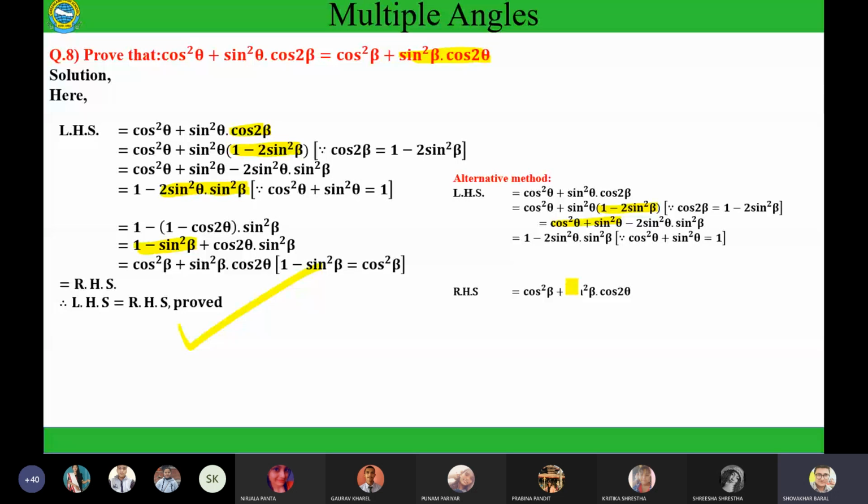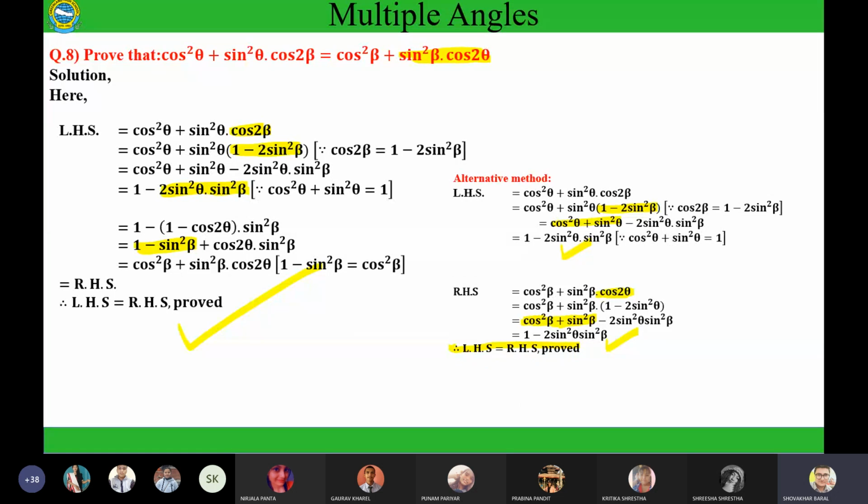So cos square beta plus sin square beta into cos theta is the right hand side. Here also we choose the multiple angle, applying the 1 minus 2 sin square theta formula. Cos square beta plus sin square beta times 1 minus 2 sin square theta. So sin became free, and sin square theta became free to join with this, released from the bond. So this is 1 minus 2 sin square theta sin square beta. See how easy it became. So we have got the same terms on both sides, left hand side and right hand side. Therefore LHS is equal to RHS, proved.